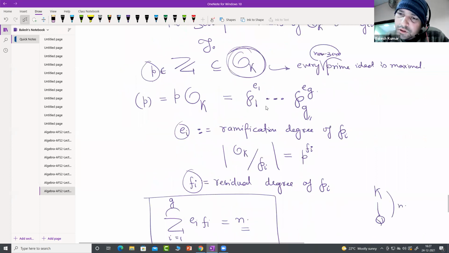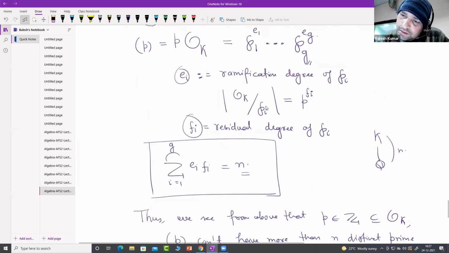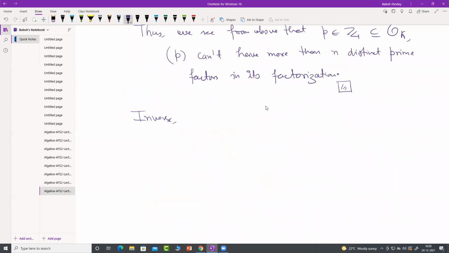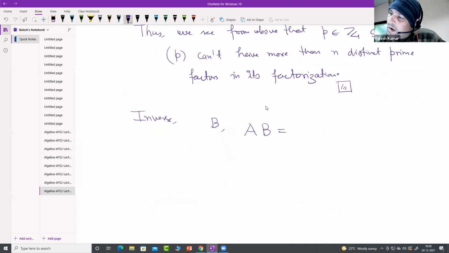Yeah, and so let me just say that in order to find the inverse, what one needs to do is find an element B such that A times B should be equal to the identity element, which is okay in this case.